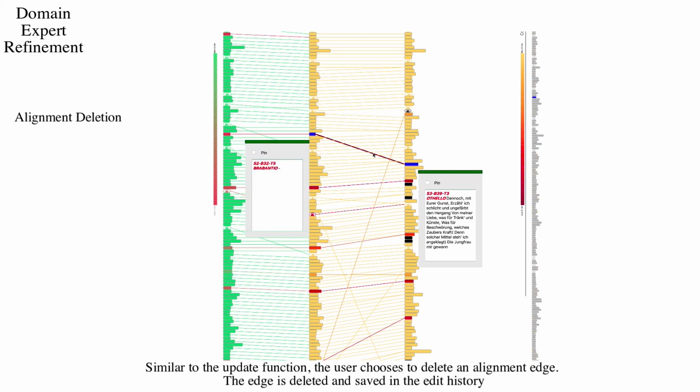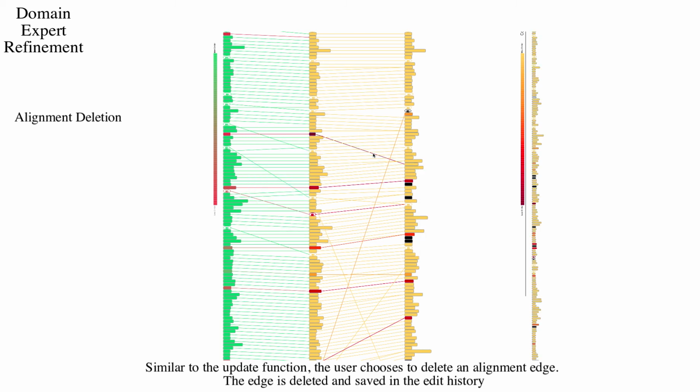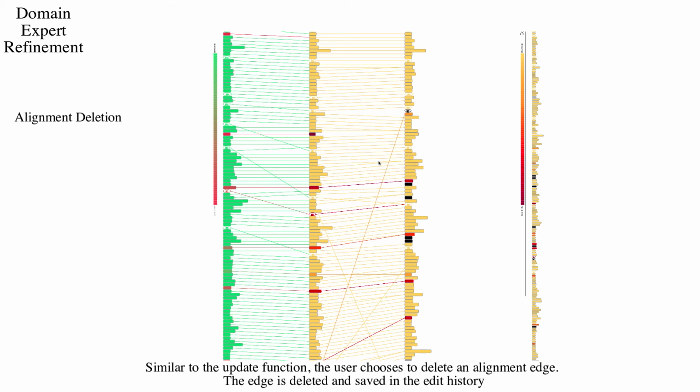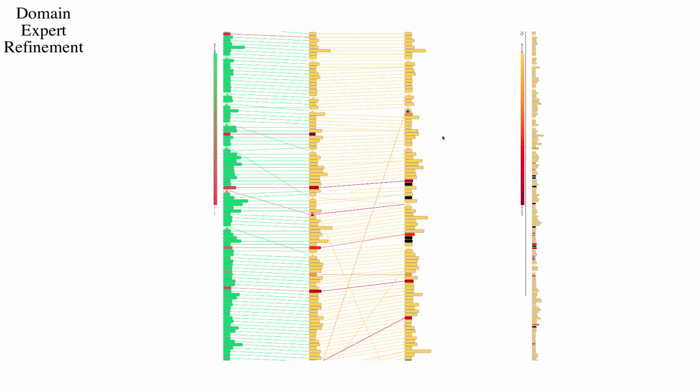Alignment deletion. To delete an alignment, the user right-clicks on the edge and selects Delete Alignment. The edge will be deleted and saved in the edit history.